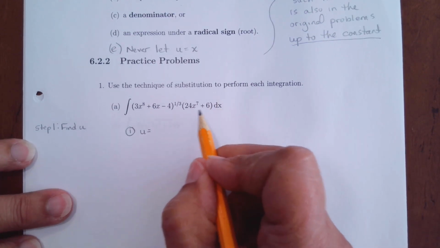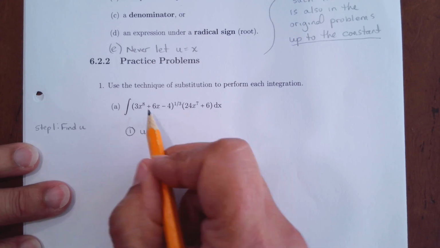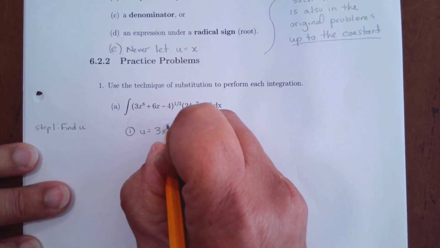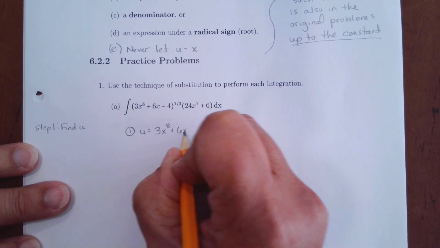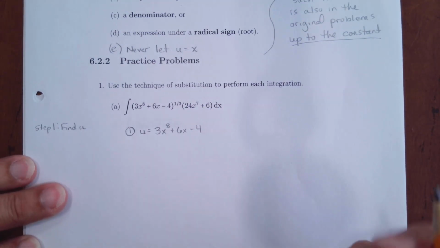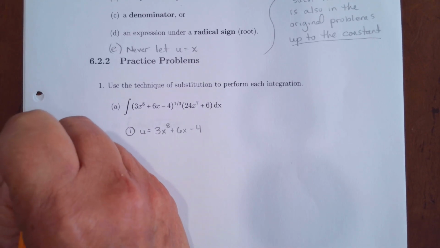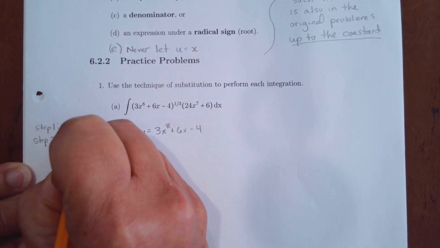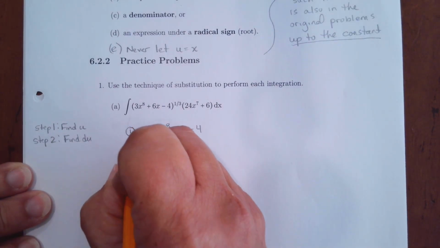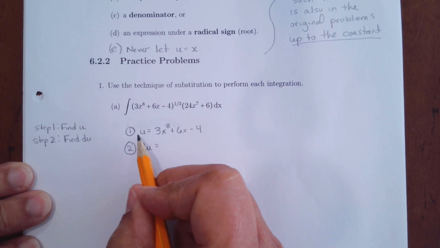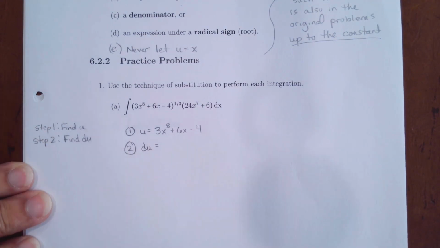So I don't want this one to be u, because if I take the derivative of it, it's not going to be in the problem. So we're going to let u equal 3x to the 8th plus 6x minus 4. Okay, so we found our u. Step 2 is going to be find the derivative. So find du.